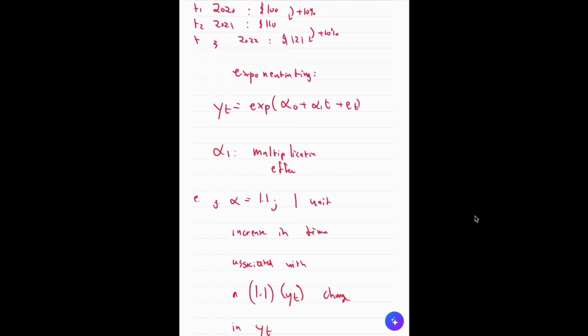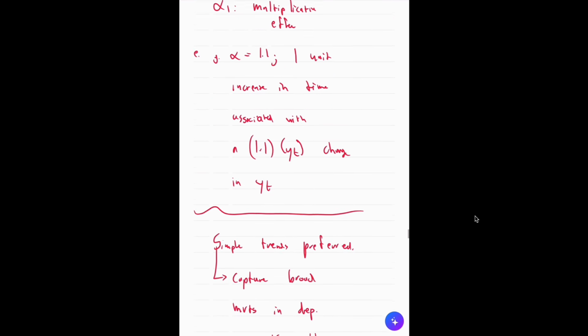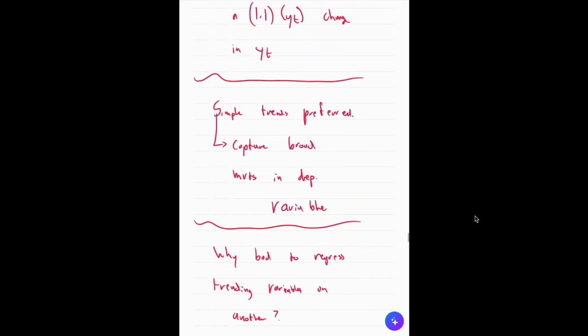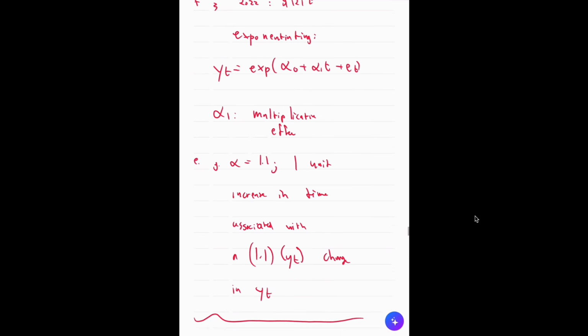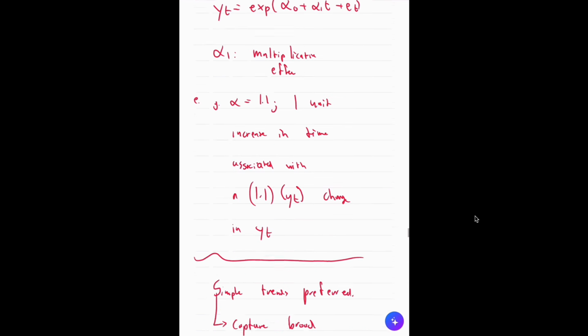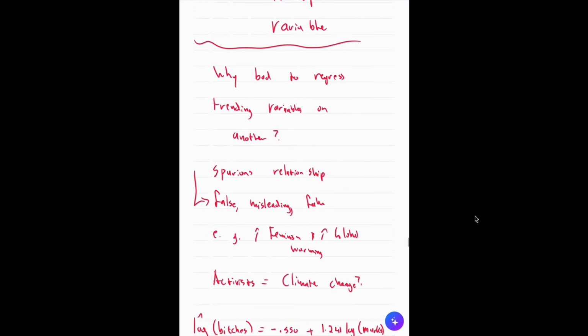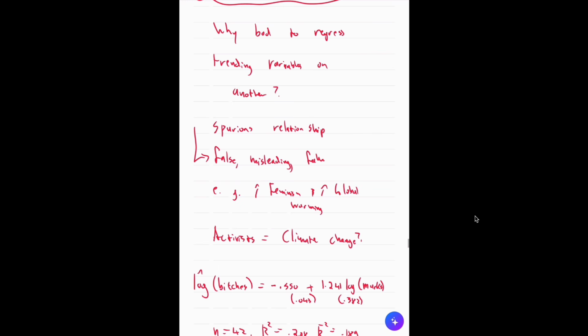Okay. So in general, we prefer simple trends because we want to capture the broad movements in the dependent variable. We don't want to be too complicated about it. We want a pretty simple model that looks like this. And now, why is it bad to regress trending variables on one another? We get a spurious relationship.